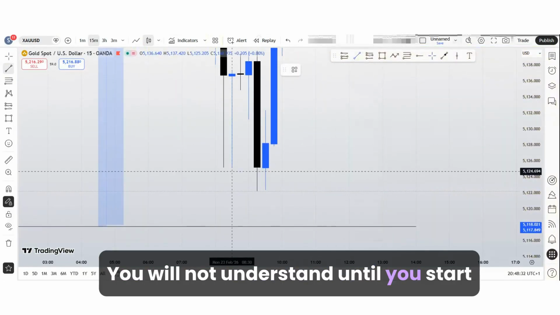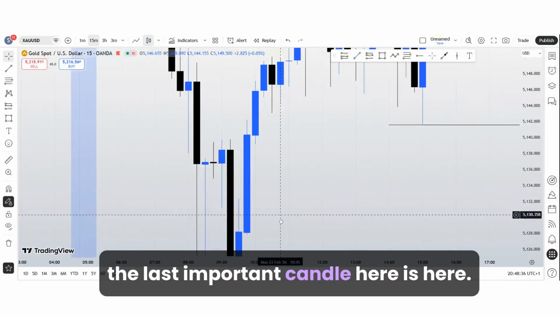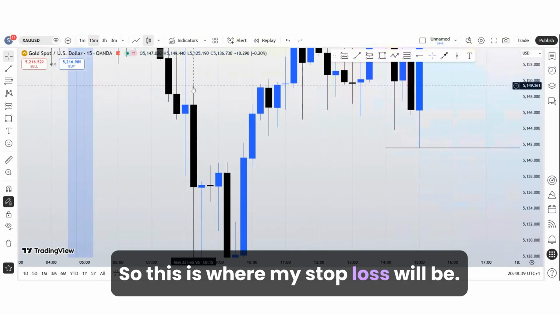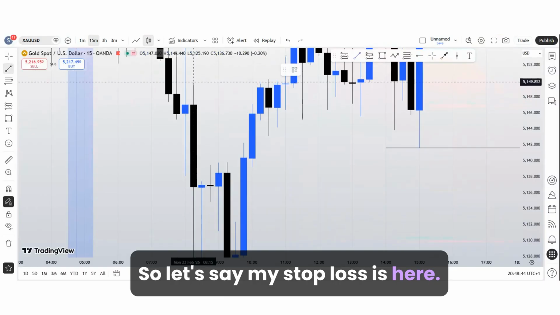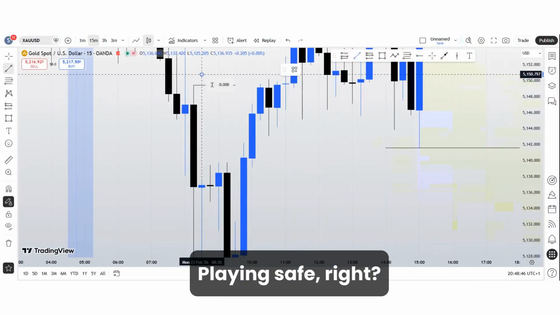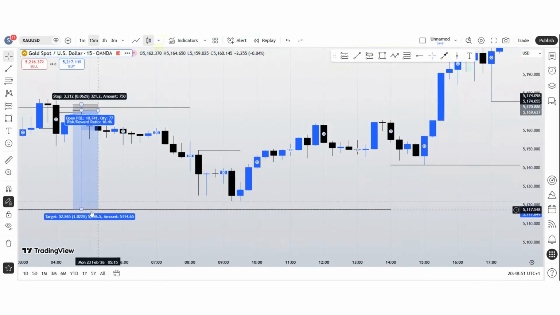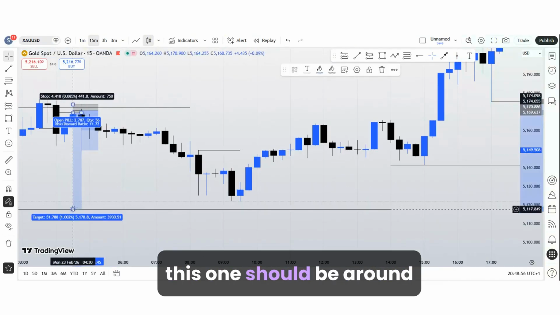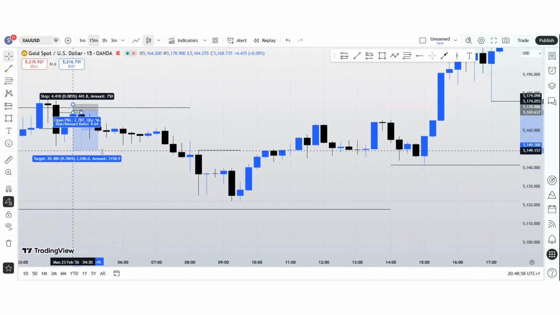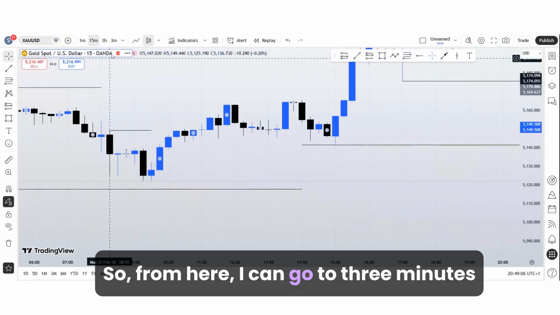You will not understand until you start reading this concept. So you see, this is a liquidity graph, and the last important candle here is here. So this is where my stop loss will be. So let's say my stop loss is here, playing safe, right? Which means I would have secured how many RR? This one should be around 6 RR, and this one should be around 4 RR. So from here I can go to 3 minutes now.